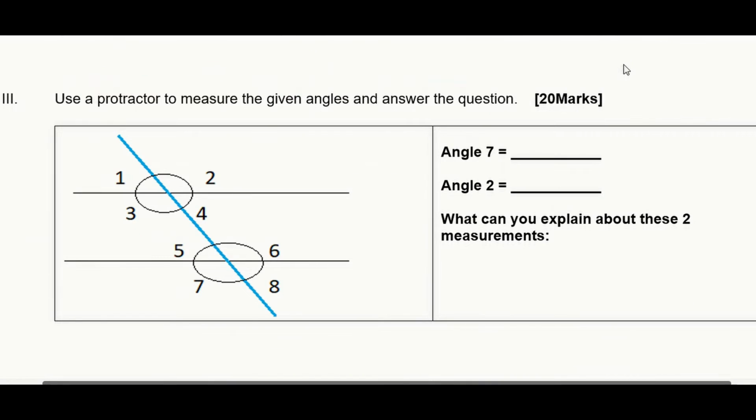Now we are going to work on exercise 3. It says use a protractor to measure the given angles. They want us to measure angle 7 and angle 2. Angle 7, this is angle 7.